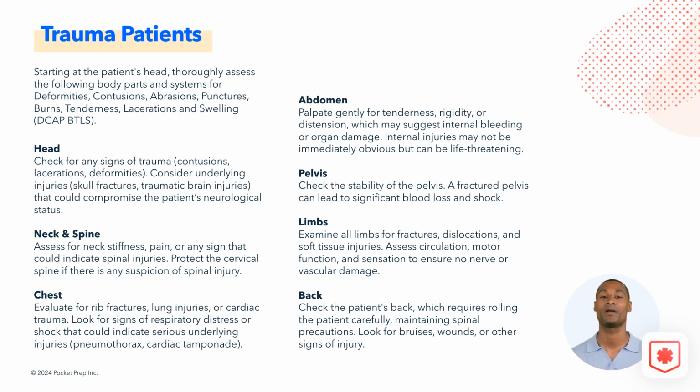The thought process behind conducting a trauma head-to-toe assessment by an EMT involves a systematic, thorough, and focused approach to identifying all potential injuries a patient may have sustained. This method ensures no injuries are overlooked, especially those that may not be immediately visible or symptomatic. Starting at the patient's head, thoroughly assess the head, neck and spine, chest, abdomen, pelvis, limbs, and back for deformities, contusions, abrasions, punctures, burns, tenderness, lacerations, and swelling.